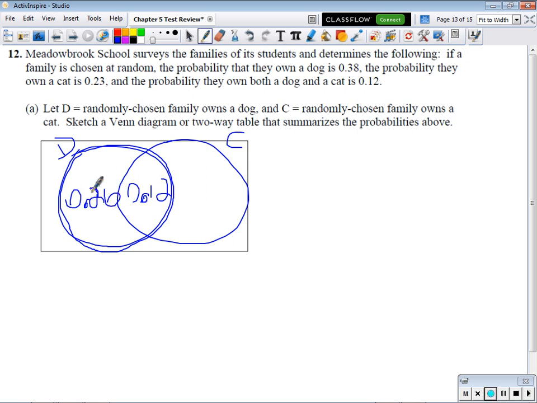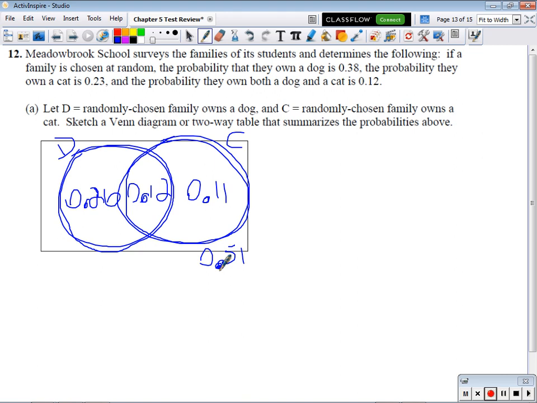So that goes there. And then for the cats, the probability that someone owns a cat is 0.23. So this whole circle's got to equal 0.23. So if this is 0.12, that means that this is 0.11. And then keep in mind you have the people that don't own either one. So if you add the total of 0.26, 0.12, and 0.11, that comes out to be 0.49, which means the probability that someone doesn't own a cat or a dog is 0.51. So that's what the Venn diagram looks like for this.